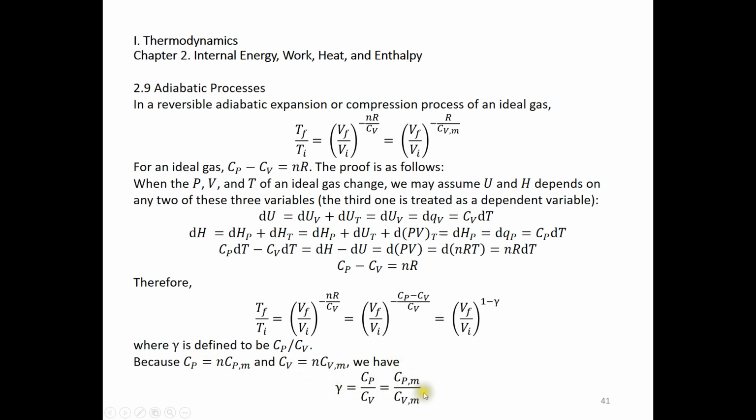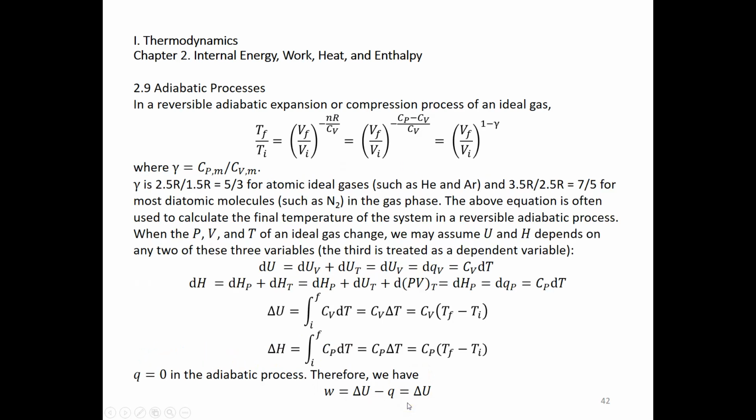Now let me give you one example. If you have a helium gas, Cvm is 1.5 R. Cpm is then 2.5 R. So the value of gamma is 2.5 over 1.5, which is 5 over 3.